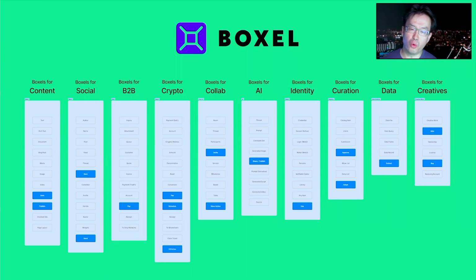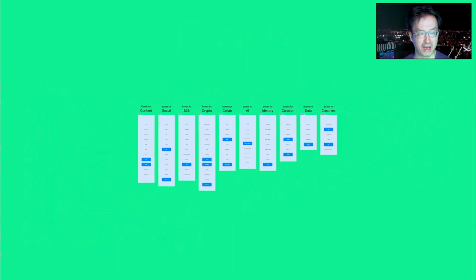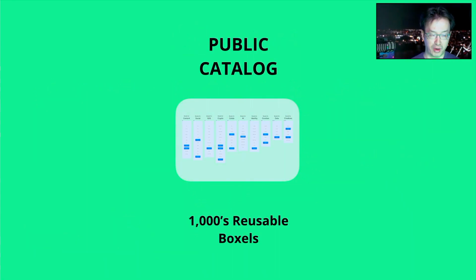So the question has always been, yes, to build the Boxel system from the ground up using the framework and the stack, how do you get people to use it? How do you make it useful, the whole environment, the ecosystem? And the way to do it is to have a public catalog. A public catalog would have thousands of reusable Boxels that already exist.